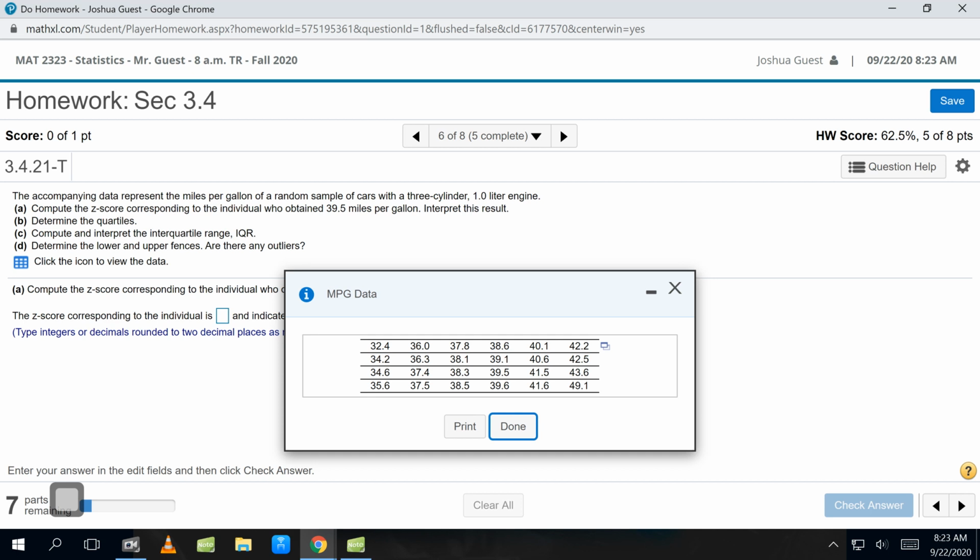You could count through and get those things if you needed to, which we're actually going to do because it says determine the quartiles on B. But it says compute the Z-score corresponding to the individual who obtained 39.5 miles to the gallon. So here, it does not give us the mean, nor does it give us the standard deviation. And I didn't bring... Anybody have the little calculator that you can use in this class, the TI-30XIS? Might have it. So what I think I may can do, look at that drawer fell open, I opened the other drawer. Let's copy this.